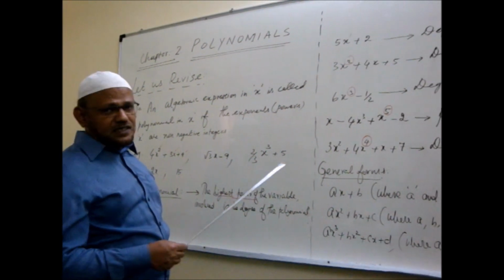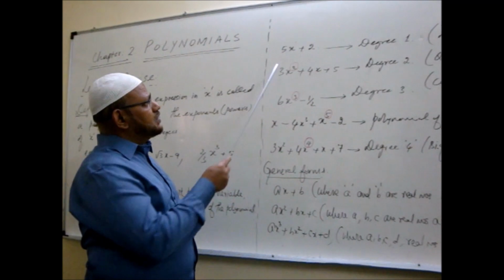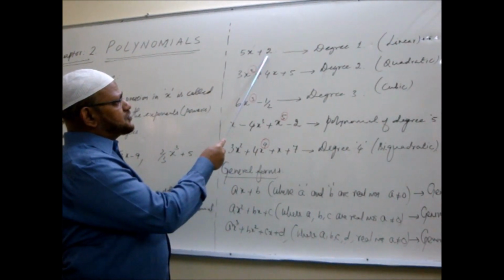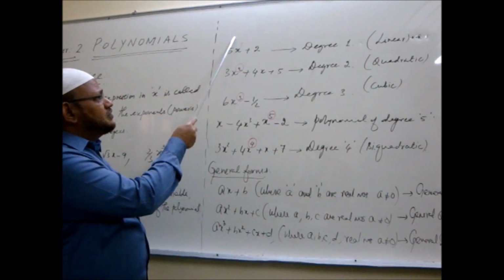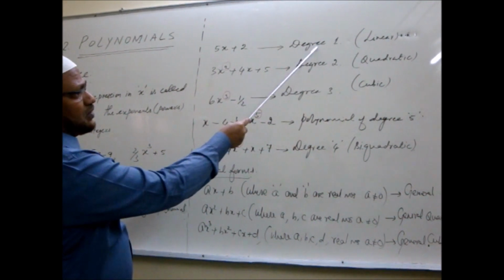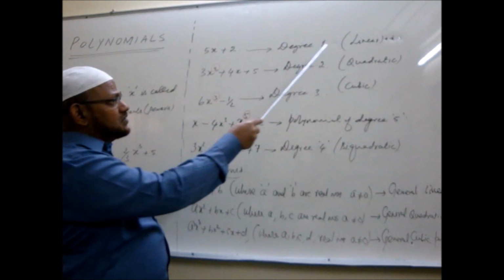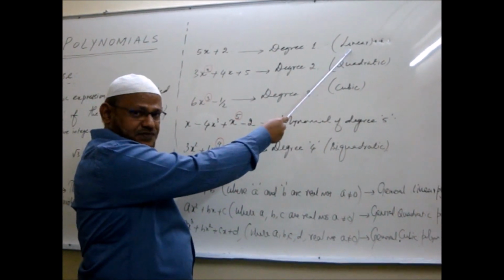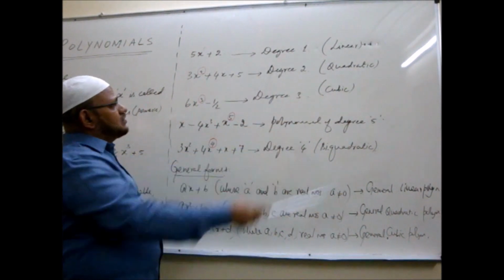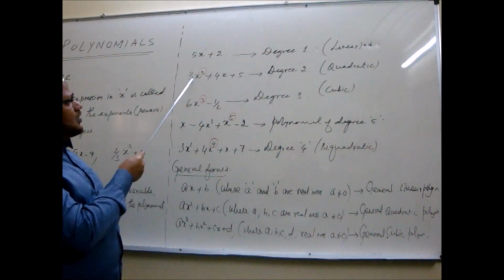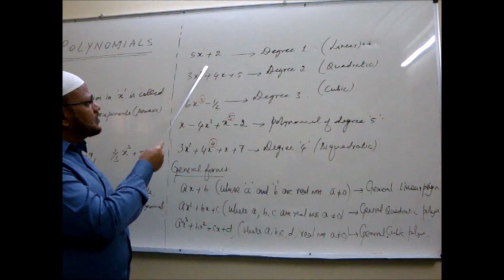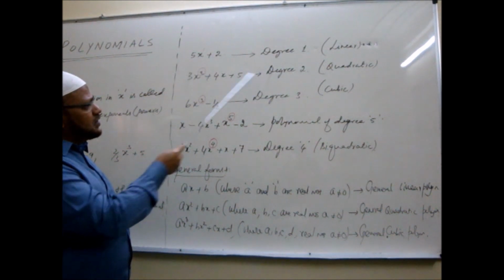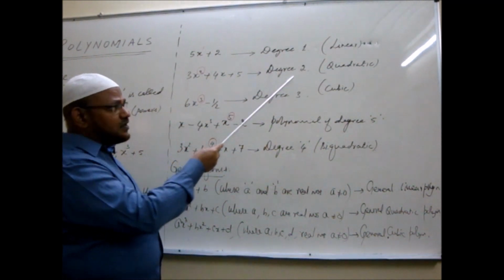A few examples are written here. 5x plus 2. The highest power of x is 1. We don't write x power 1, we write x. So the degree is 1. What do we call this? A linear polynomial. Again, 3x square plus 4x plus 5. What's the degree? The highest power of x is 2. Degree 2. What do we call it?